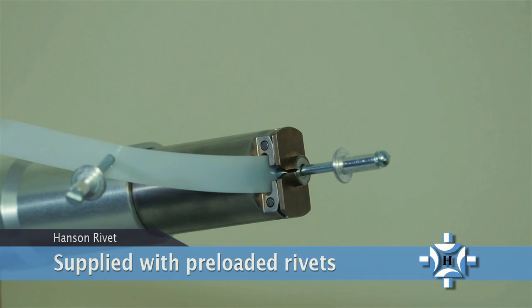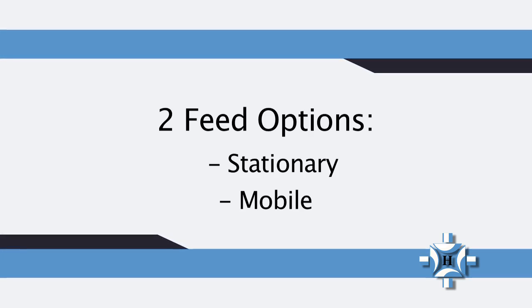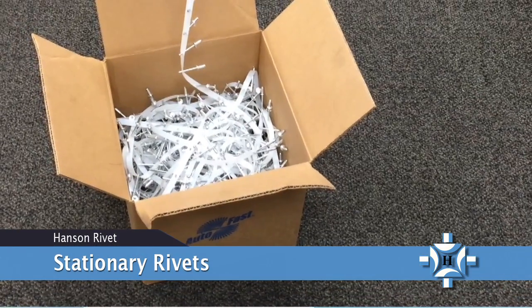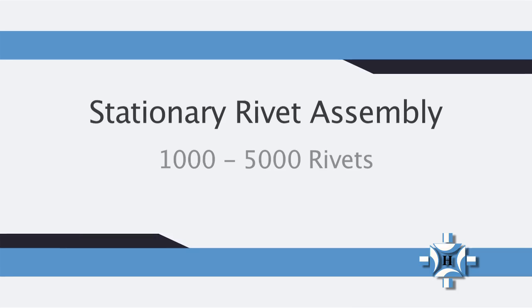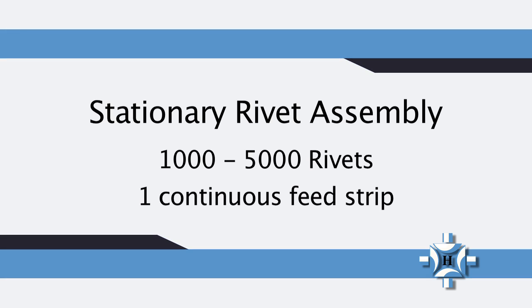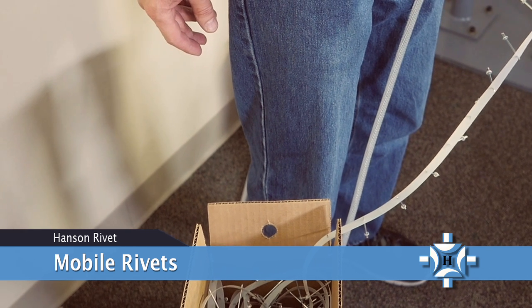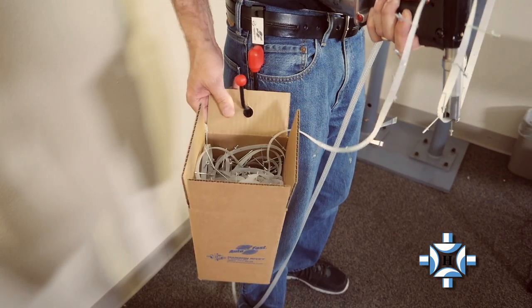We supply our customers with rivets preloaded on plastic strip. There are 2 feed options, stationary and mobile. Stationary is used for applications such as a production line or benchtop assembly. In this case, the rivets are supplied in boxes of 1,000 to 5,000 pieces on one continuous feed strip per box. Mobile is used for applications where the operator needs to move around a large assembly. In this case, boxes of 500 rivets are supplied and will hang from the operator's belt.